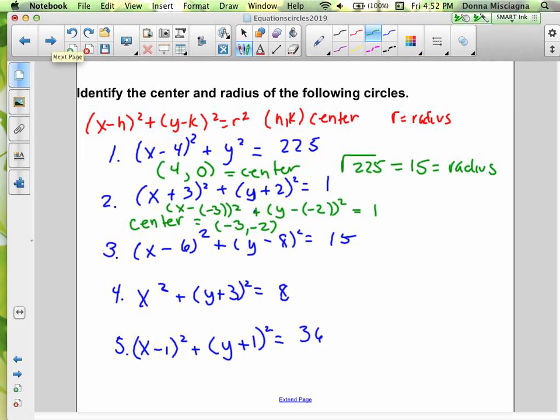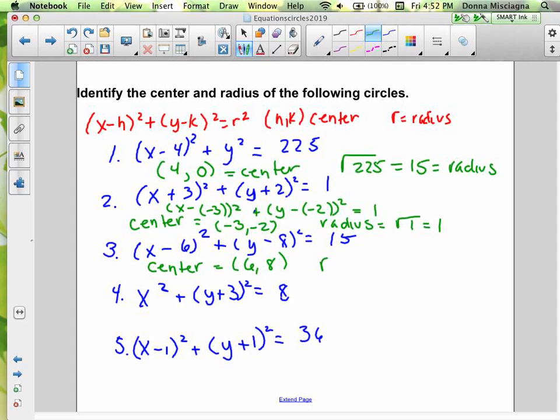And then the radius is the square root of 1, which is just 1. Right? 1 times 1 is 1. All right, so let's do number 3 here. So we got negative, so we know it's x minus h, so 6 is the h, and 8 is the k. So the center is (6, 8).